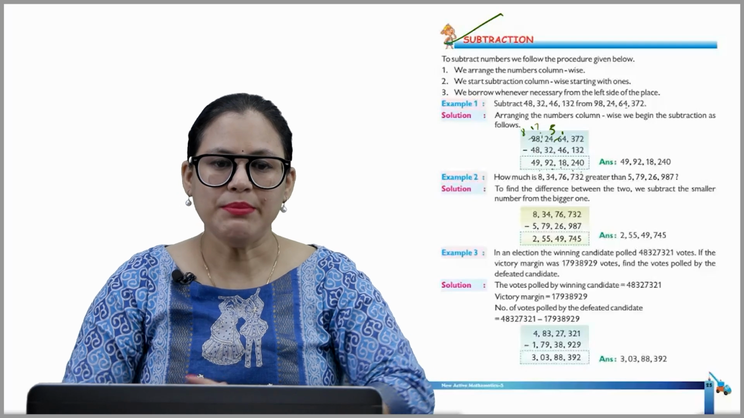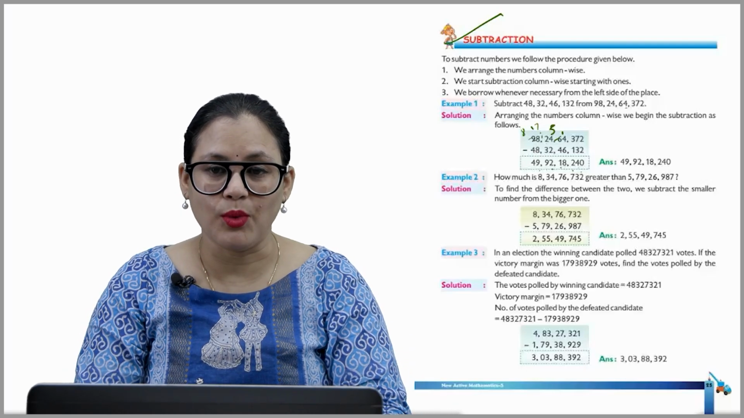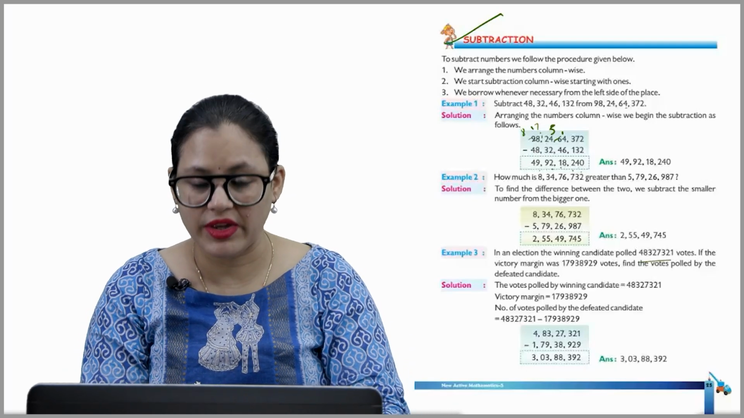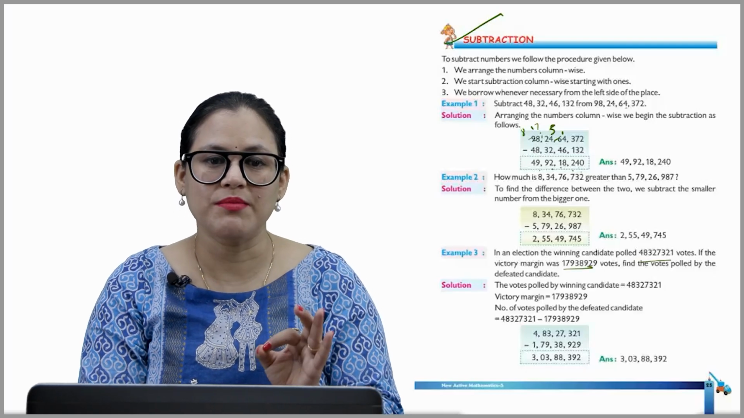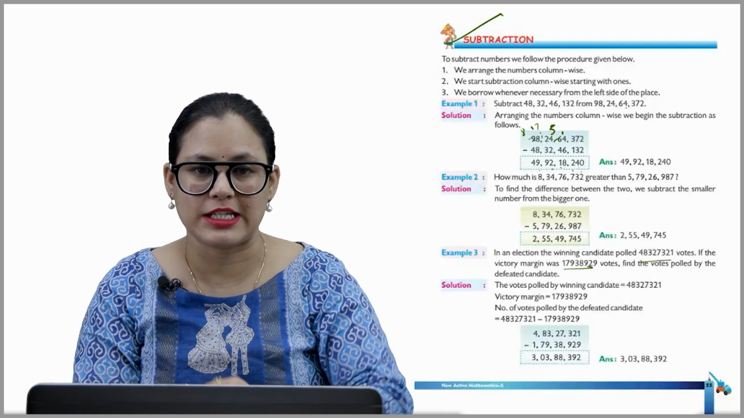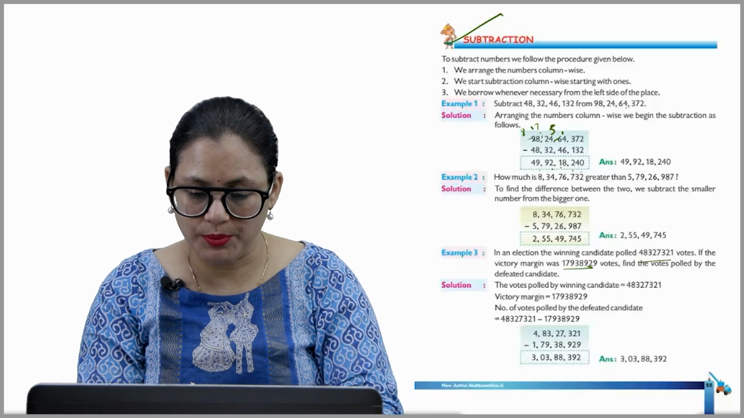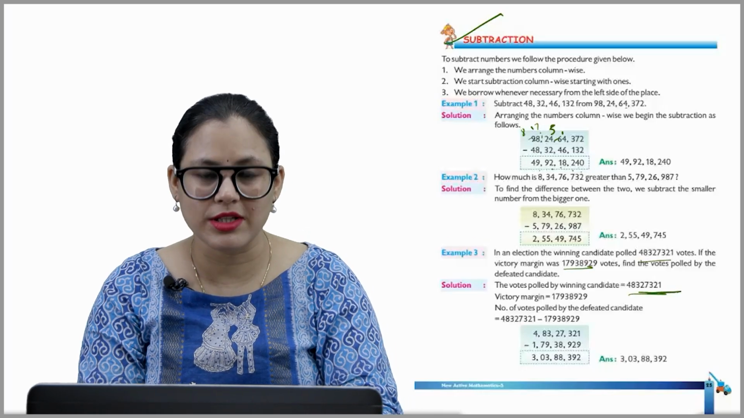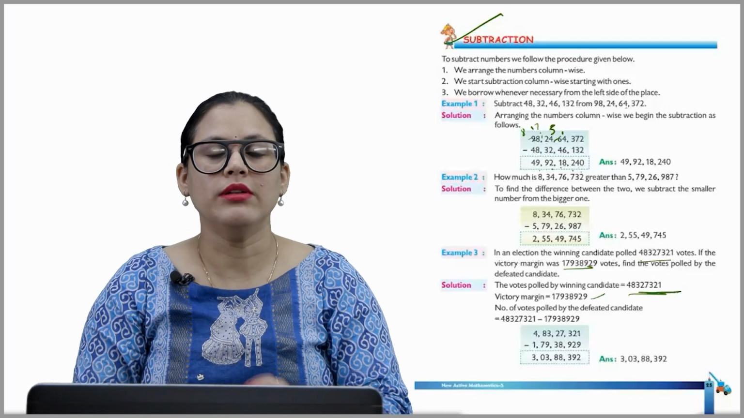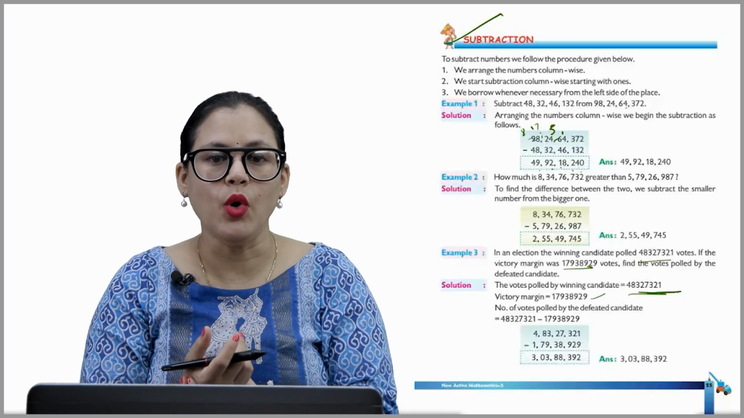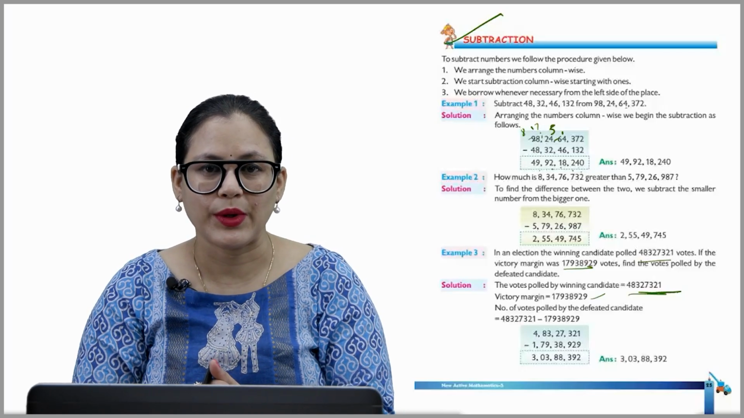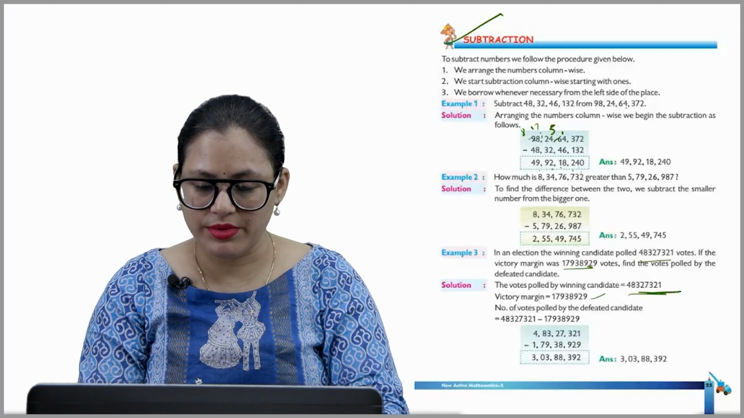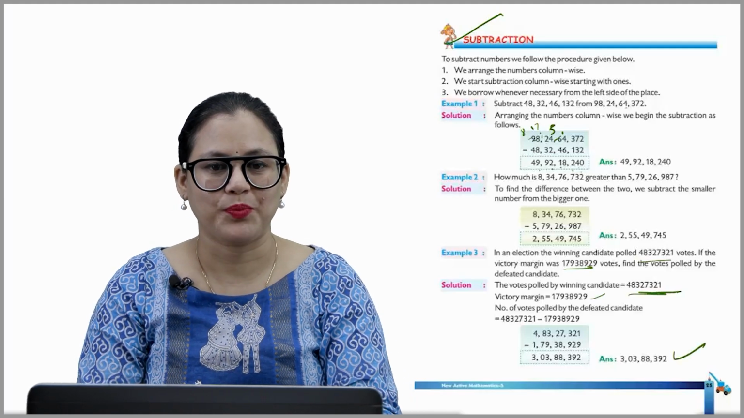Okay. Example 3, in an election, the winning candidate polled these votes. If the victory margin was this much, find the votes polled by the defeated candidate. Okay. So, total votes were polled and the victory margin was this. So, how will we find the number of votes polled by the defeated candidate? We will subtract these two numbers and then we will get the answer, right?